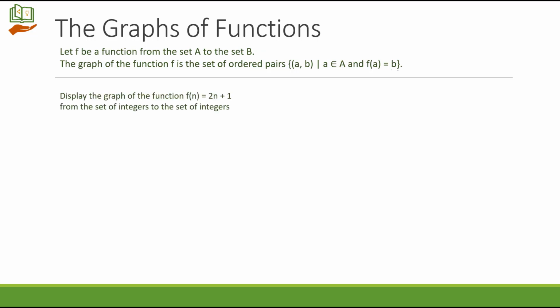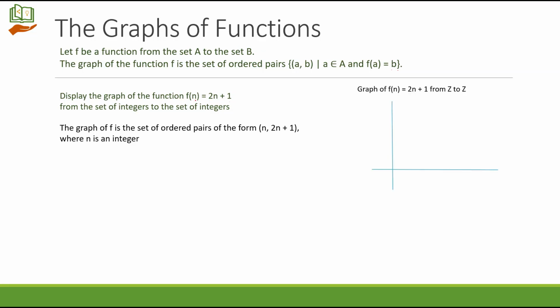Display the graph of the function f of n is equal to 2n plus 1 from the set of integers to the set of integers. So this is just to illustrate how graph representation works. The graph of f is the set of ordered pairs of the form (n, 2n plus 1), where n is an integer. So let's start with n is equal to 0. What is 2n plus 1? 2 into 0 plus 1 will give you 1. So the first ordered pair will be (0, 1).